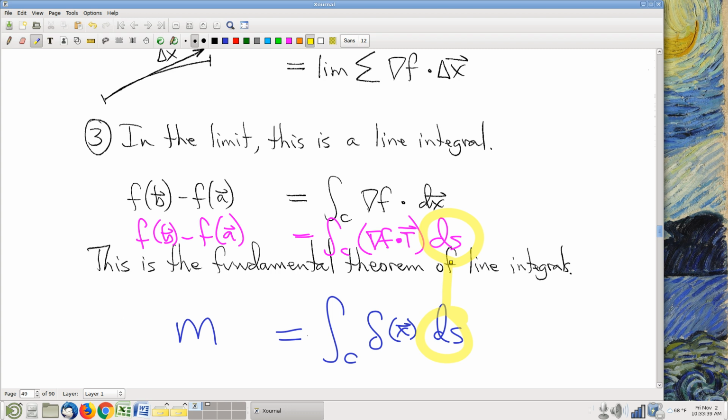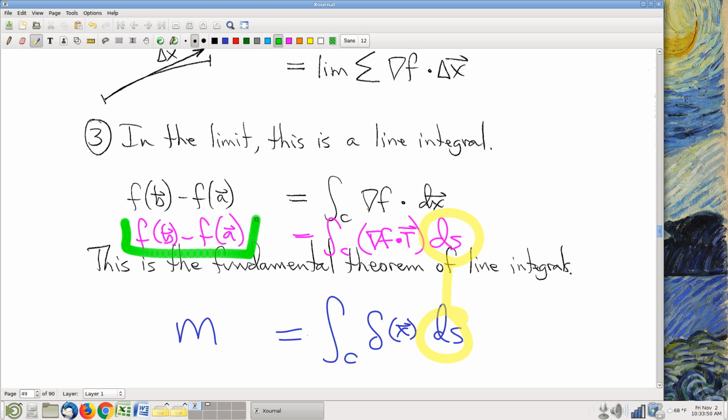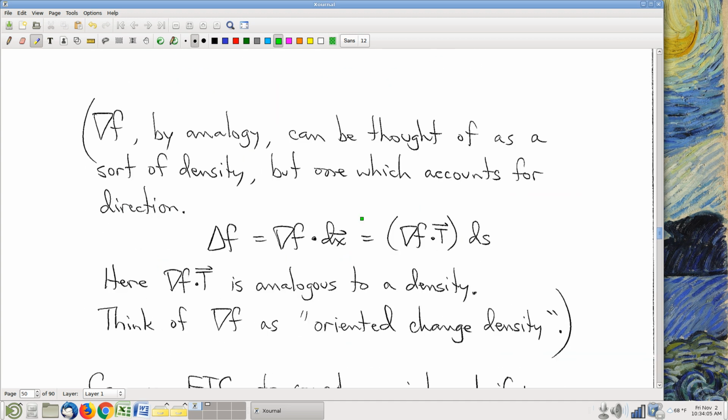In the same way that mass accumulates with a corresponding notion of mass density, likewise, change accumulates with this as its corresponding notion of change density. So sadly, it's not the gradient. The gradient itself is not the density. It's gradient dot t. That's the density. So it's not exactly analogous.